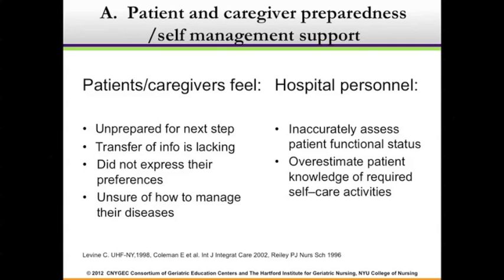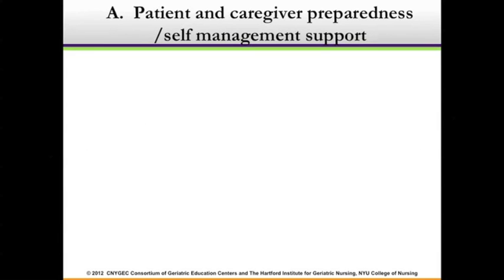On the hospital side, the things that contribute to these feelings on the side of the patient and the caregiver are that we inaccurately assess the patient's functional status. They were walking at home before they came to the hospital, so we send them home assuming that they're able to ambulate again once they get home. And we overestimate their knowledge of required self-care activities. Again, we may have instructed them how to do certain medications and care for themselves at home, but they're not really able to do that on their own.